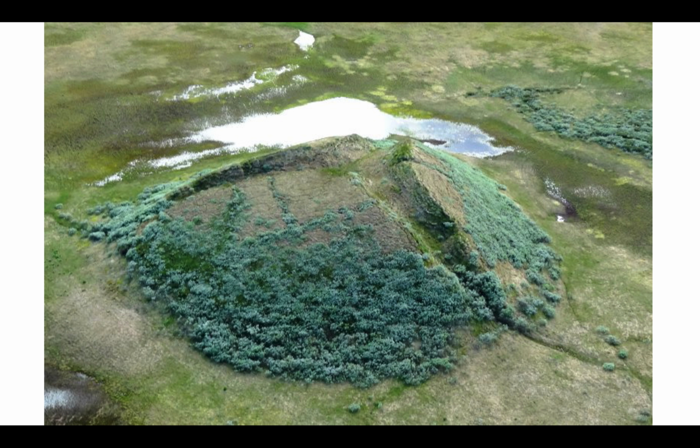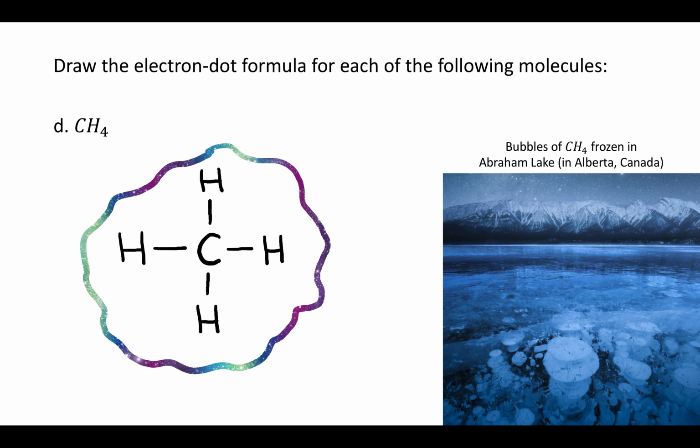CH4 is a molecule called methane, and a certain type of bacteria called methanogens often break down decaying organic matter and release methane. Sometimes the methane is released in bubbles, so if creatures die in lakes, they go to the bottom, and these microbes, methanogens, will release methane, and as the lake freezes, in this example it's Abraham Lake in Canada, the bubbles of methane will freeze in the ice.